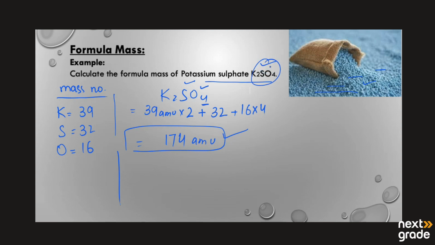So this is a simple way in which we can find the formula mass or the molecular mass of different substances. The one important thing is that you must know the atomic masses of the elements. So this is all about today's lecture.